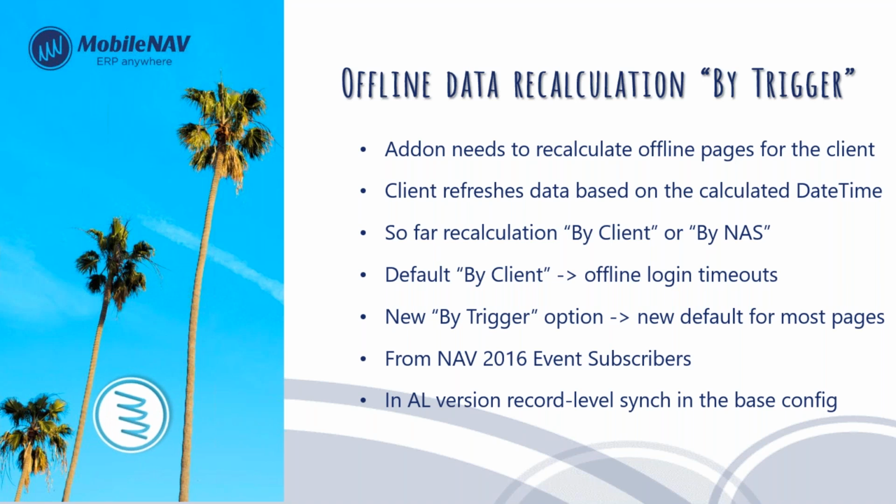But with the AL version and with the extensions, we have the possibility to just extend the page with the record level sync additional fields, and the base configuration for the AL version could contain the different most problematic pages with record level synchronization already included. So these are the two things that can be used together with the by trigger, and I will also quickly show you how it needs to be done.